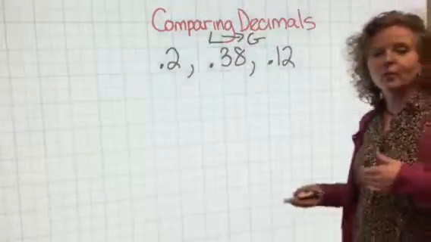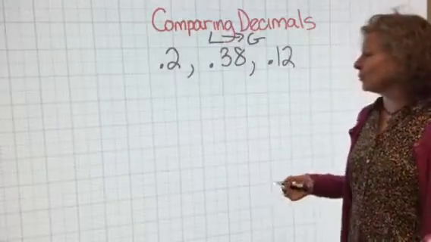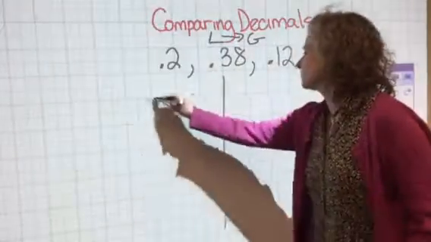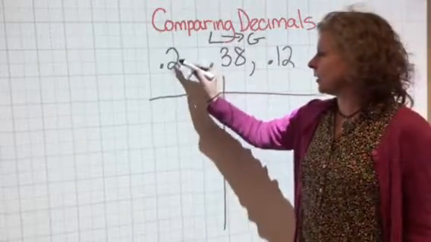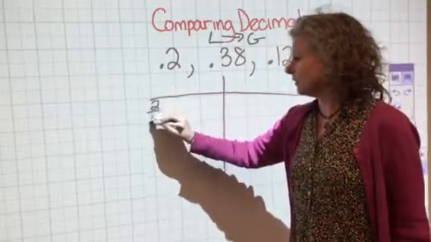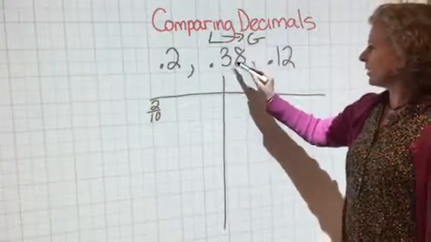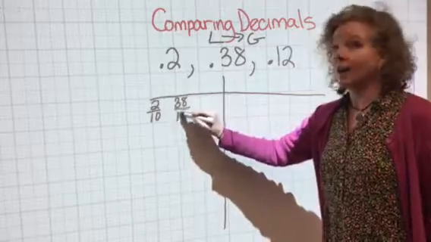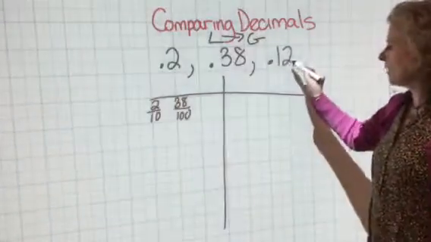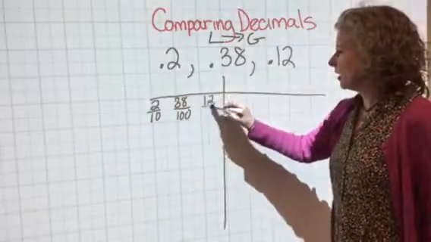What you can do is use the same strategies that I told you before. You can turn them into fractions. So let's read this decimal, 2/10. 38 hundredths. What's our denominator this time? Hundredths. 12 hundredths.